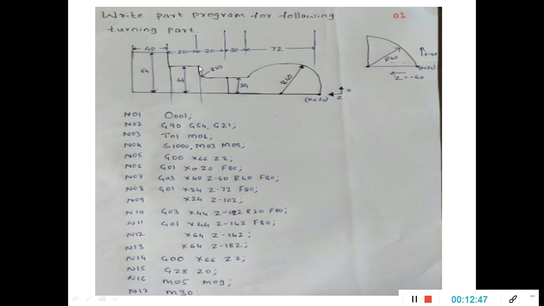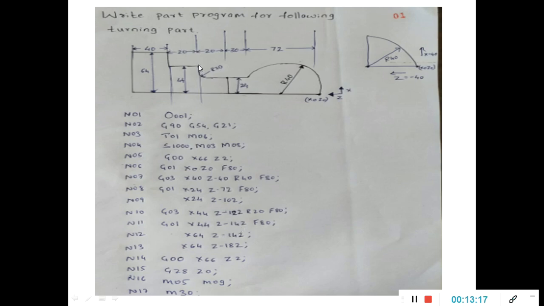Up to here your tool has come. Now from this point to this point, it is linear interpolation G01. The coordinates of this point are X is 44, Z is minus 142. Up to here it is minus 122, minus 20, minus 142, F80.